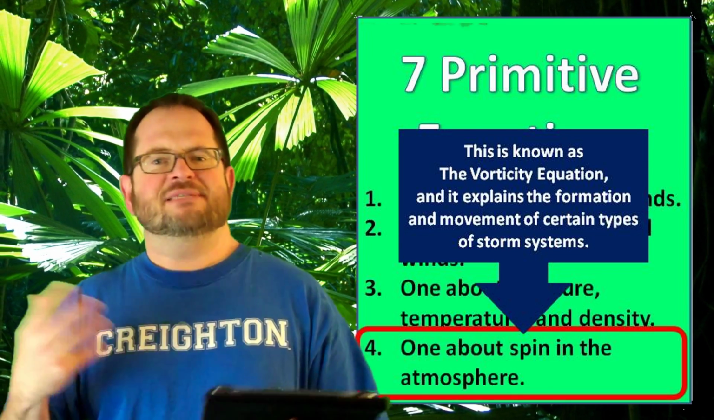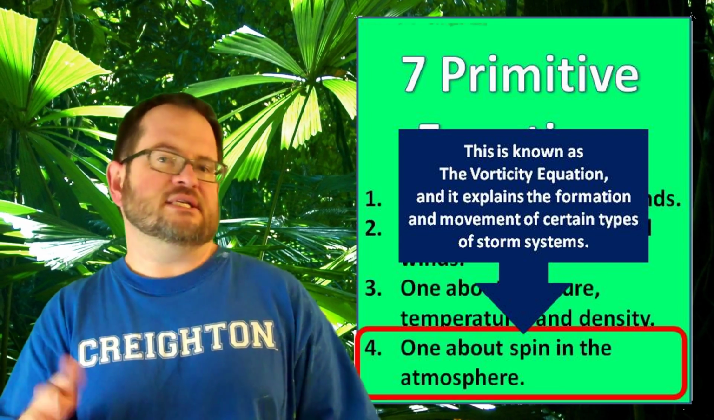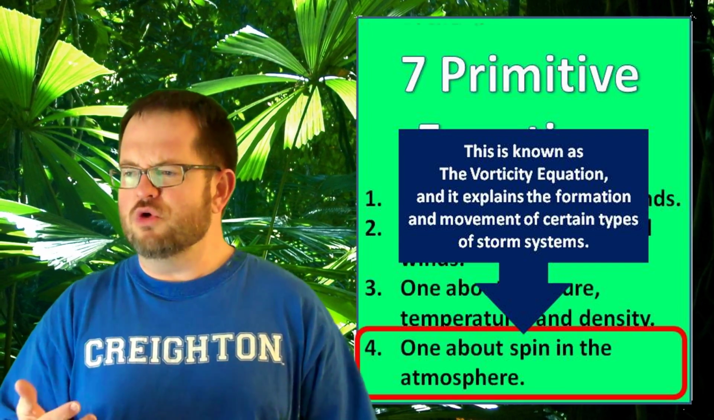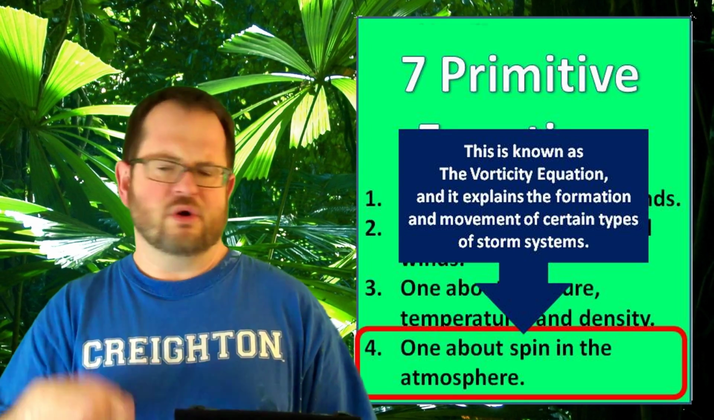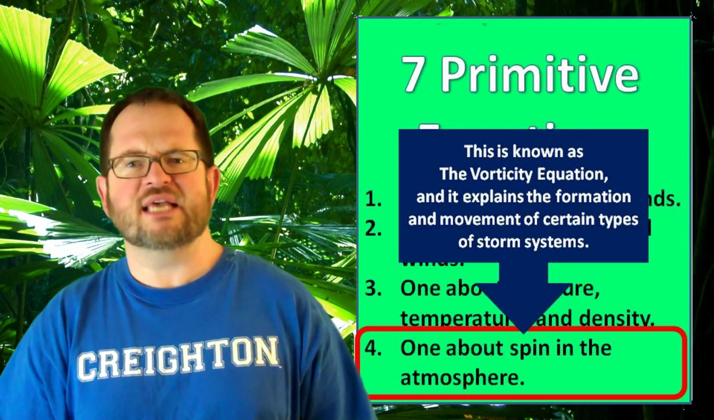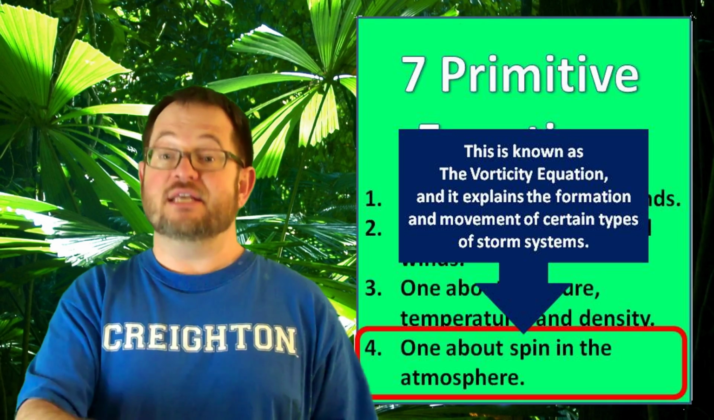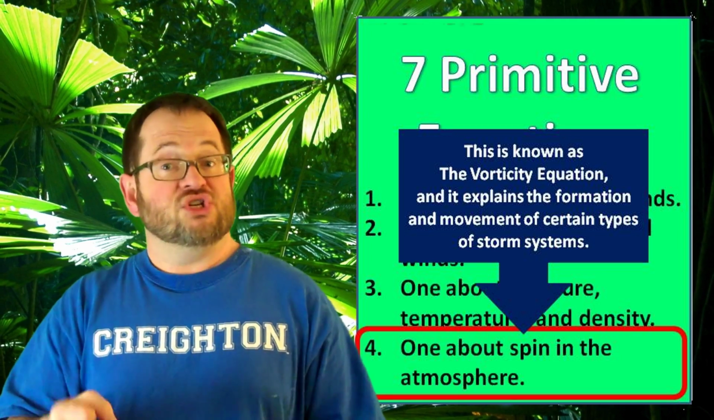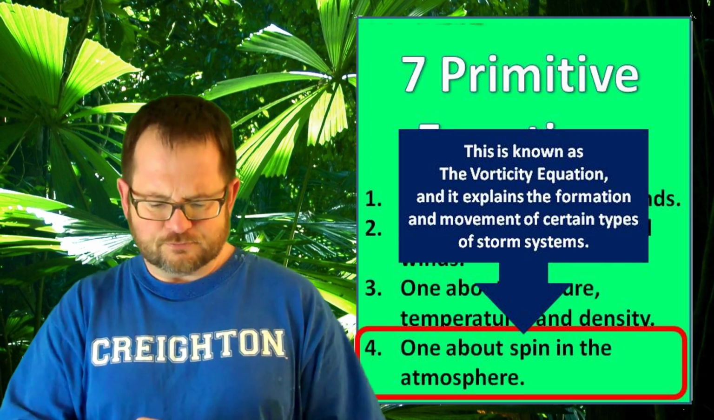Another one is about spin. There's a property of the atmosphere called vorticity that's about spin. You have probably noticed that a lot of weather features are about spin in the atmosphere. Tornadoes, hurricanes, cyclones, dust devils, things like that. There's actually an equation called the vorticity equation, and the vorticity equation explains a lot about how storm systems in the atmosphere work.